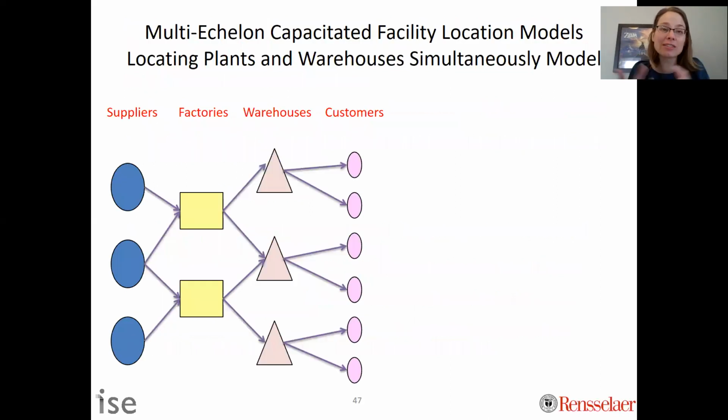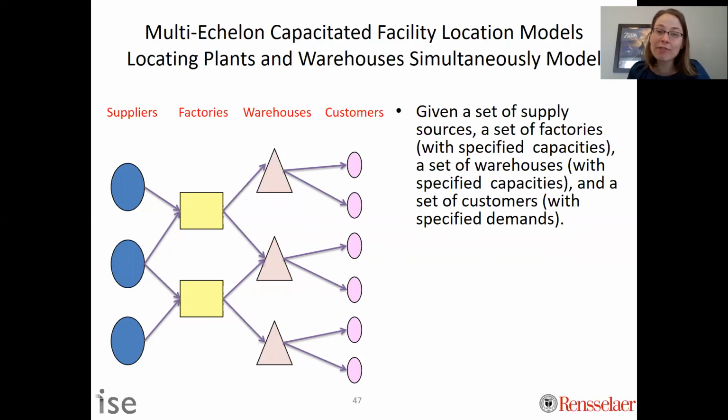All right, so let's now dig into that. If we want to actually formulate a multi-echelon capacitated facility location model, in this example we're going to locate both factories and warehouses simultaneously. So we're going to build one optimization model that says I get to change the location of both factories and warehouses at the same time. And then the idea here is that we have supplies and we have customers. So we have a given set of supply sources. So the supply is known. We don't get to change what our supply sources are. And we don't get to change the specified capacities coming out of those supply sources.